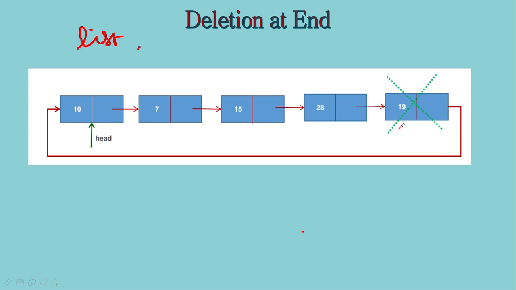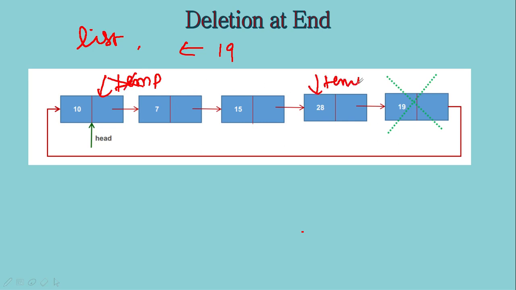When DeleteEnd is called, the function should return 19 and the linked list should contain all elements except the last one, right? So how can we implement it? We can have a temporary pointer pointing to the first node, and we have to move the temporary pointer to the node which is last but one. What I mean here is that one node before the last node we should move temp. So your temp should be here.